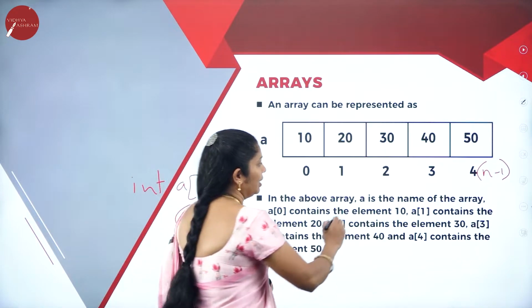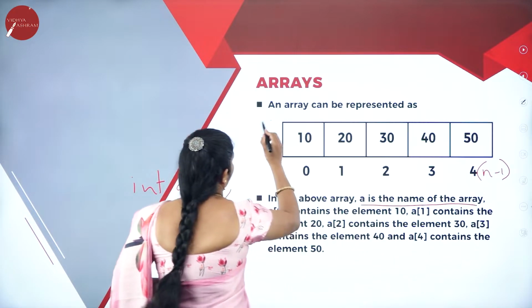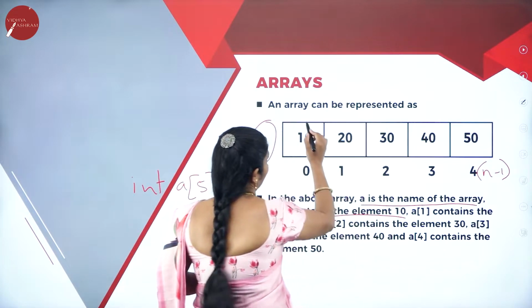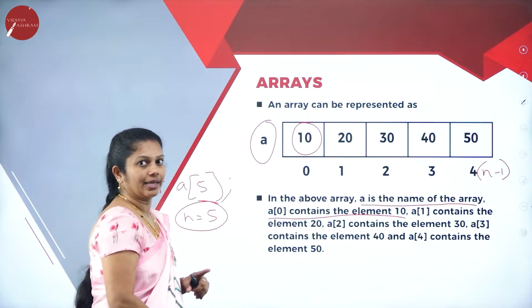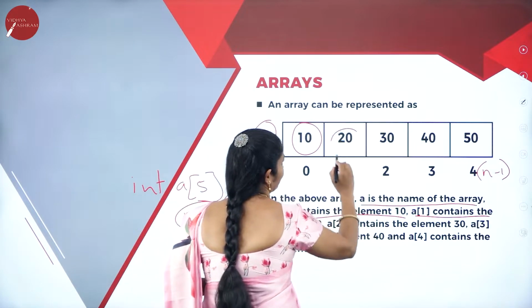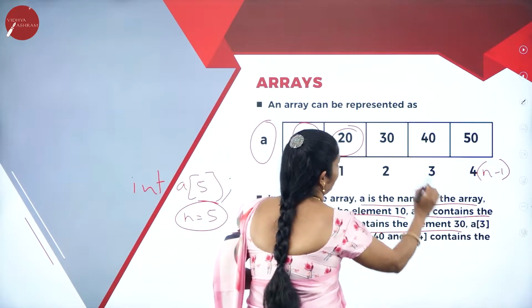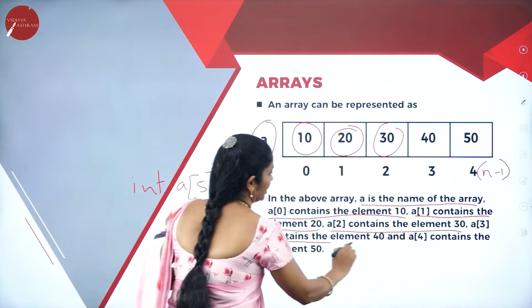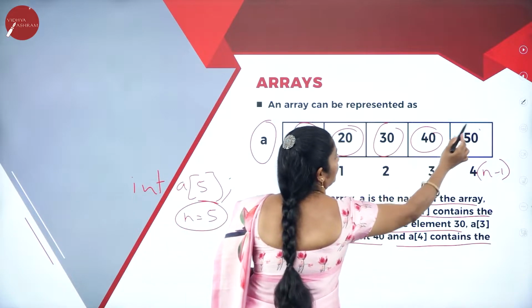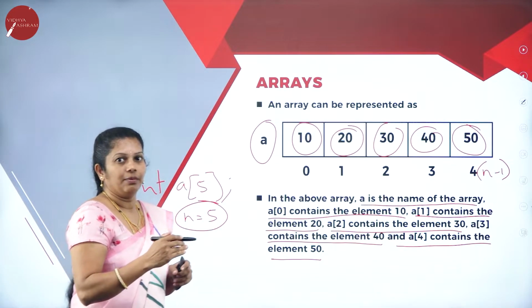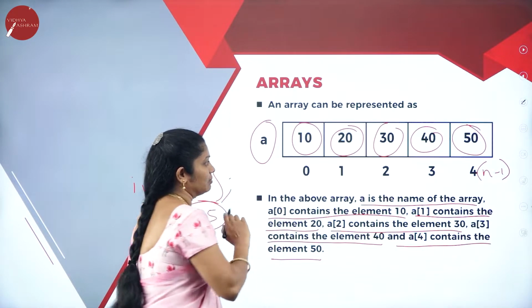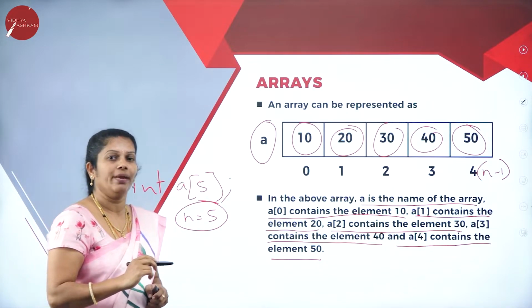In the above example, a is the name of the array. A of 0 contains the element 10. A of 1 contains the element 20. In the same way, A of 2 contains the element 30, A of 3 contains the element 40, and A of 4 contains the element 50. It means that all the elements are in continuous memory location. The first element position starts from 0 and the last element position will be n minus 1.